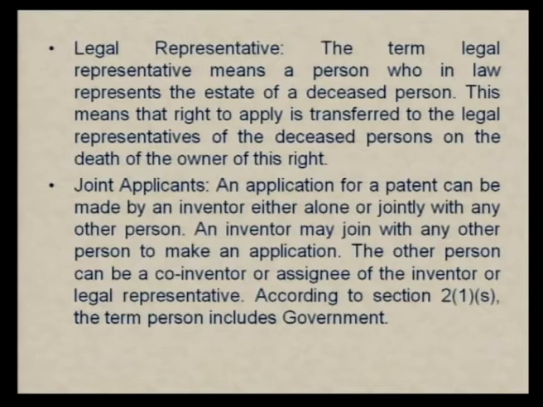The third is a legal representative. Who is a legal representative? A legal representative is a person who in law represents the estate of a deceased person. For example, anyone who has invented something and has expired or died, then he or she can assign this right to an heir before dying. When he has not assigned it during his time of living, the person who has actually inherited from him can also go and file an application for obtaining a patent.